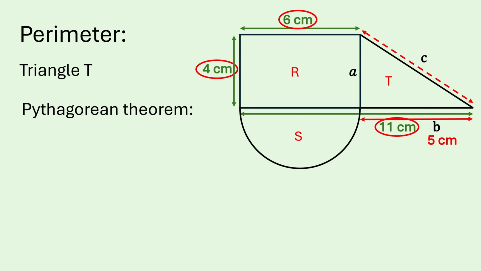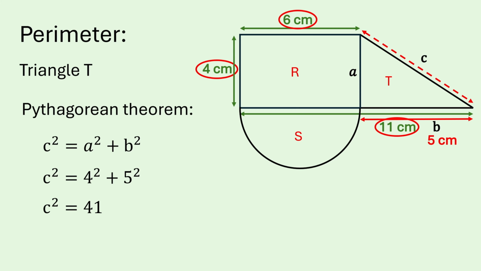Now that we know sides A and B, we can find the hypotenuse C using the Pythagorean theorem. So, C squared equals A squared plus B squared, which is 4 squared plus 5 squared. That gives us 41. Taking the square root, C is approximately 6.40 centimeters.